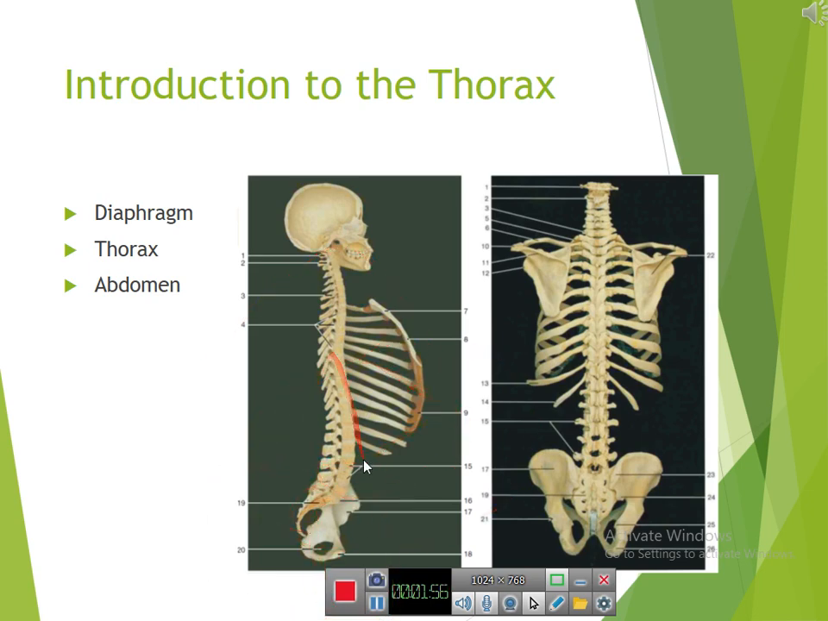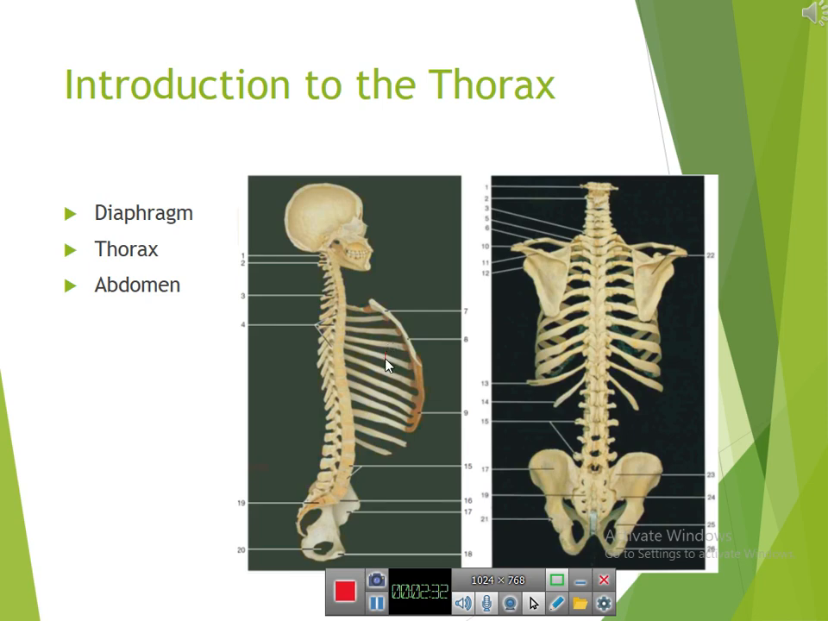The trunk of the body is divided by the diaphragm into an upper part called the thorax and the lower part called abdomen. Upper part here is thorax and the lower part here is called abdomen. The thorax is supported by skeletal framework called thoracic cage. As you can see here is a half of a thoracic cage from the lateral view.